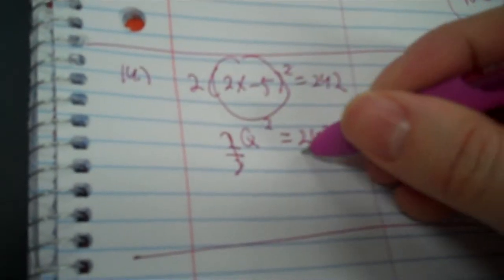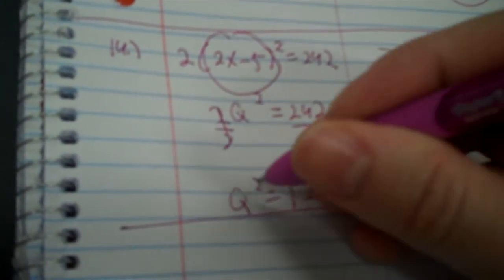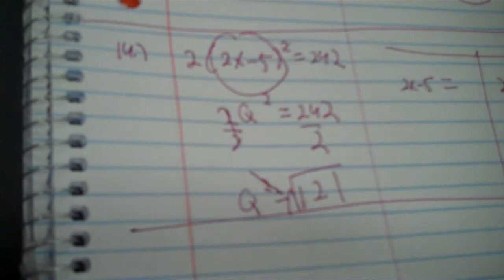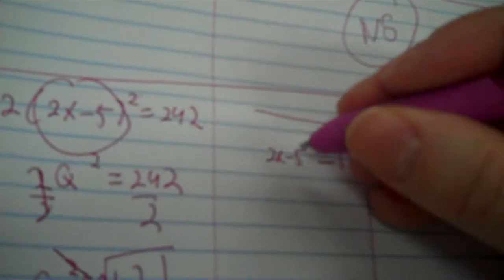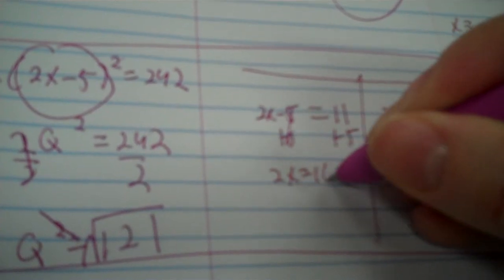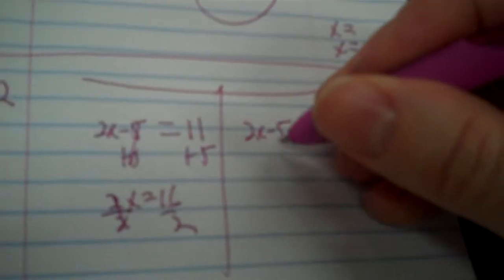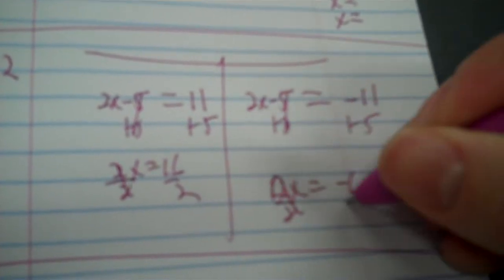So I divide by 2. 242 divided by 2 is 121. And I find the square root of 121, which is 11. Okay? Now, but remember, that could be positive or negative 11. So I plus 5, and I get 16. Divide by 2, and I get 8. I plus 5, negative 11 plus 5 is going to be negative 6. I divide by 2, and I get negative 3. Okay.